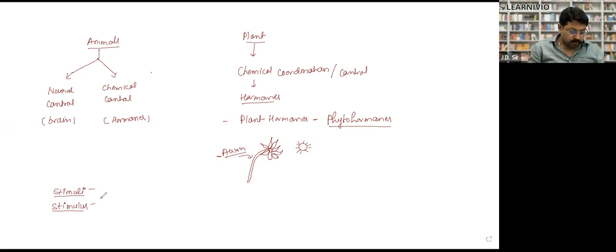Now one more thing. What is the difference between movement and locomotion? That is one more thing. Movement and locomotion.